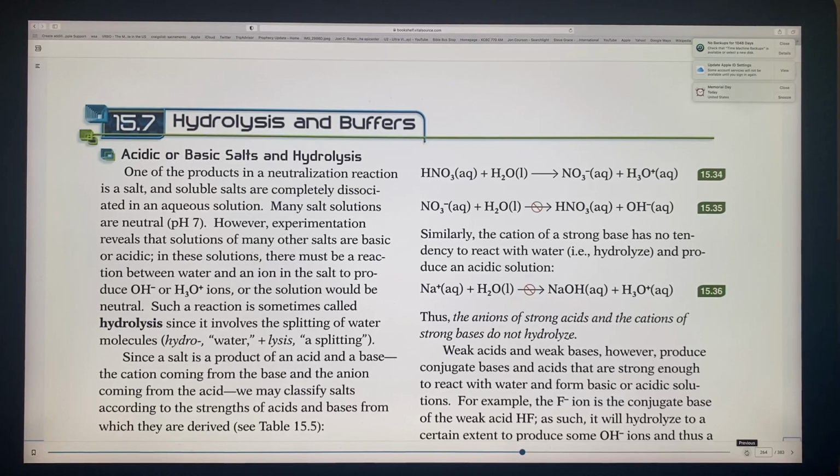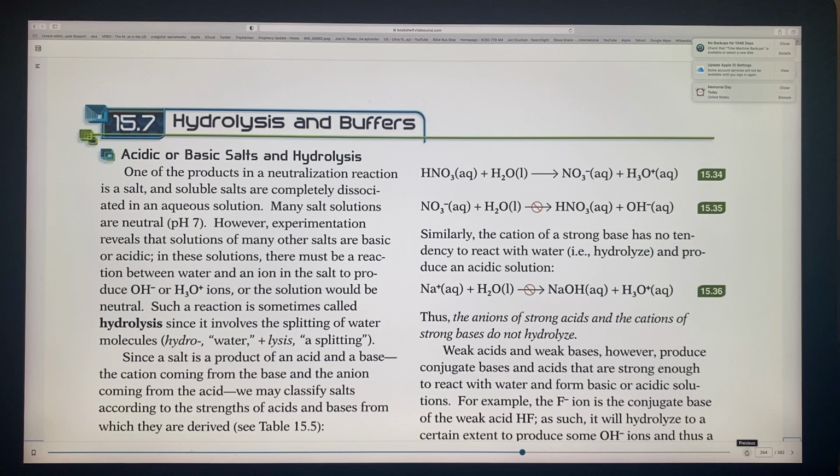So we're in chapter 15, section 7. The last section's on hydrolysis and buffers, two subjects that kind of go together. It basically starts off talking about salts. It says acidic or basic salts and hydrolysis.